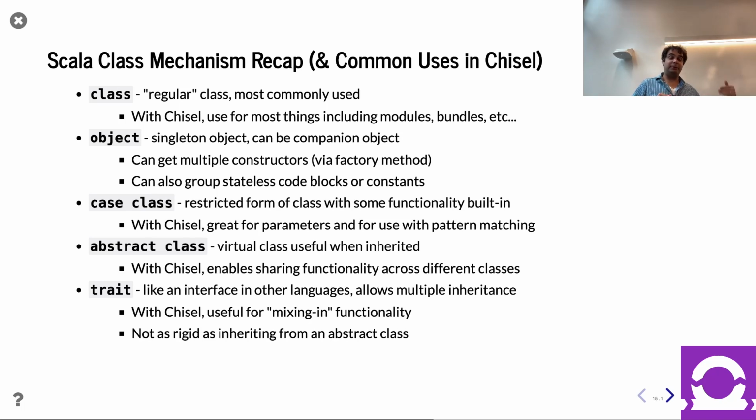And then today we've covered both abstract class and trait. These are useful in the context of inheritance, right? Abstract classes are a common parent class that you can inherit from, and so in Chisel, perhaps you might use that for sharing functionality across different modules. And then traits are a way to also inherit, but you can now inherit from multiple traits. So perhaps something not as full-fledged as a module, but some sort of functionality, might be a good use of a trait.